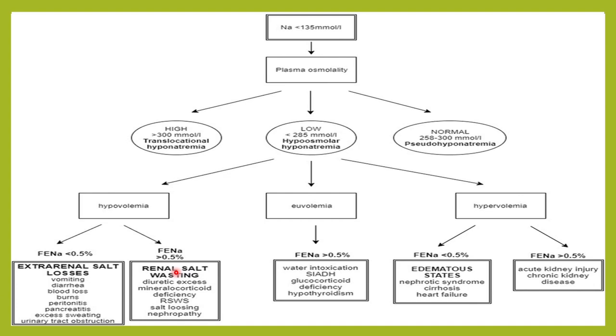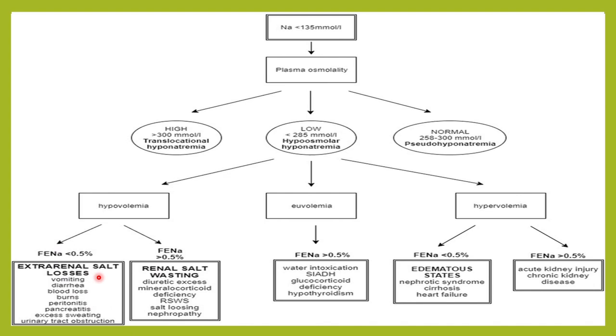For example, if the patient is having a diuretic excess, so there is an increased amount of urine going, there is loss of fluid and salt is also going. Mineralocorticoid deficiency, there is a salt-losing nephropathy. In such conditions, the body will lose water as well as the body will lose the salt, that is the sodium. So this is the most common cause, that is hypovolemic hyponatremia.